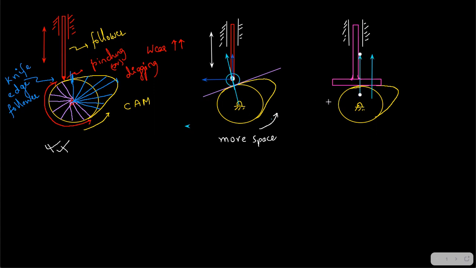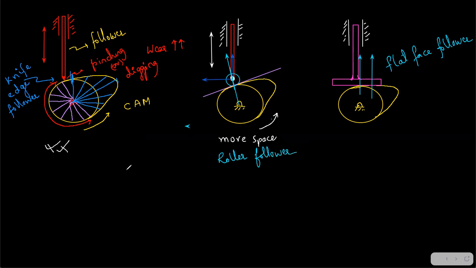After this we have come up with one more type of follower, which is the mushroom type follower. This is a flat face follower. If you note it down, this is a flat face follower, and these cams are known as disc cams. Please take a note, these cams are known as disc cams. And here, roller follower.